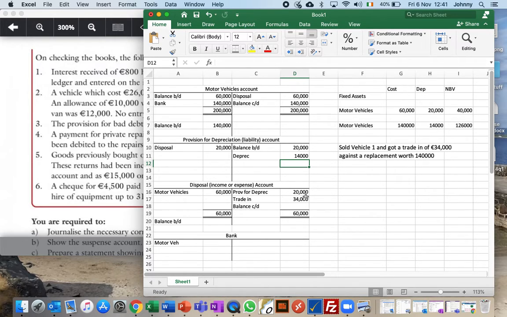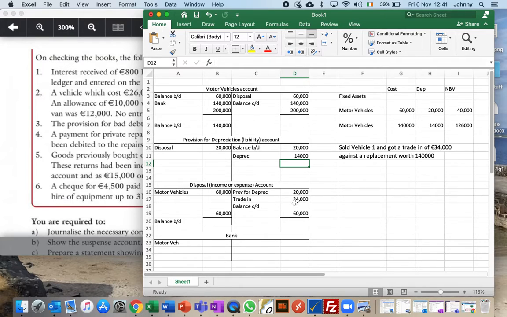So now this disposal account is trying to work out, did I make a profit or a loss? Do I have an income when I sold it because I made a profit on it, or did I sell it for less than it's worth, so I had a loss on it? So that's what this account is all trying to calculate. I have a debit from the motor vehicles. I have a credit from the provision. So that's taking those two away means the thing is worth 40 grand.